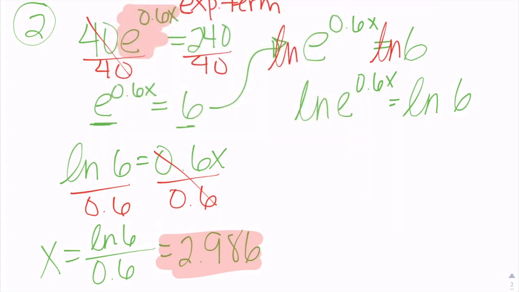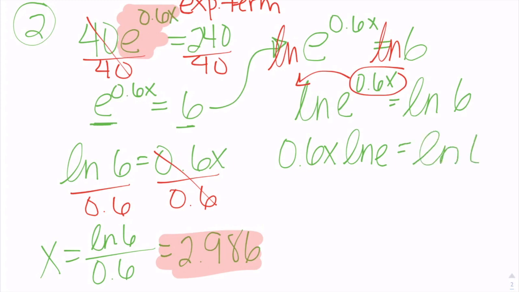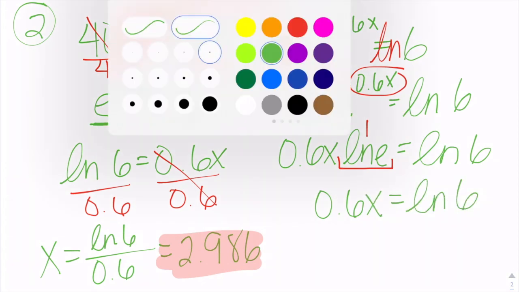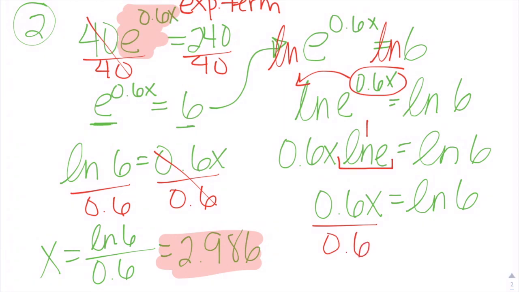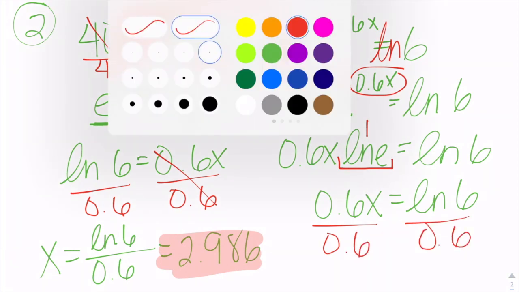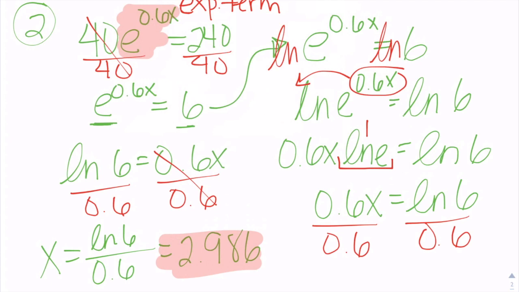Using our logarithmic properties, we're going to take this exponent and move it to the front of our logarithm. So we get 0.6x times the natural log of e equals the natural log of 6. Our properties tell us that the natural log of e is equal to 1. And so we just end up with 0.6x equals the natural log of 6. Solve for x by dividing each side by 0.6. And if you notice, right now we're at the same steps as we were on the left, and so we're going to get the same answer of x equals 2.986.